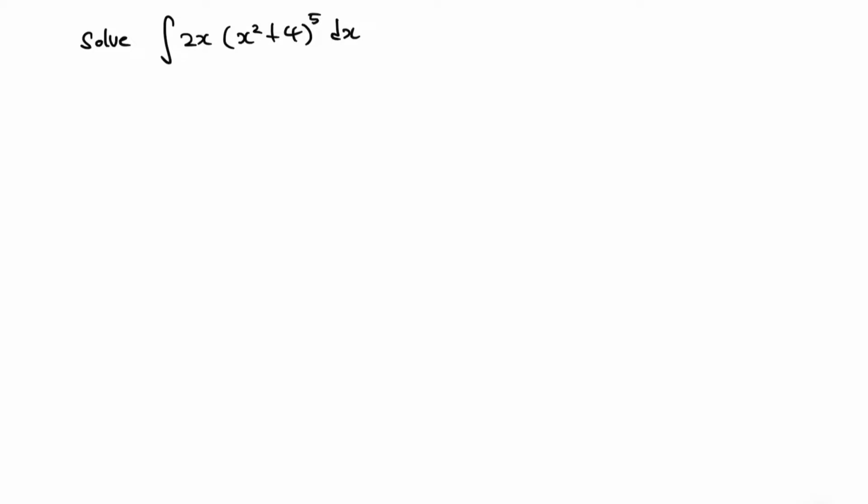Here's our first question. The goal of the substitution is to change this integral into something that could be more easily solved. So I'm going to let my u represent x squared plus 4, because if I take the derivative du, then I get 2x dx. 2x times dx. So it's going to work out nicely.